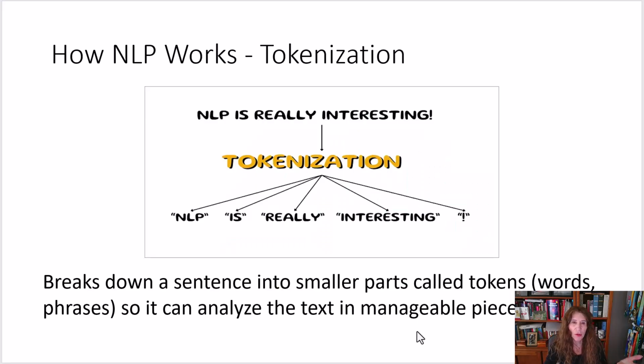I would like to go over some of the concepts involved in how NLP works. The first is tokenization. For example, when we ask the computer a question, which is a sentence, that sentence is broken down into what are called tokens. It could be one word or a phrase. It is easier for the computer to analyze the text in smaller, manageable pieces.